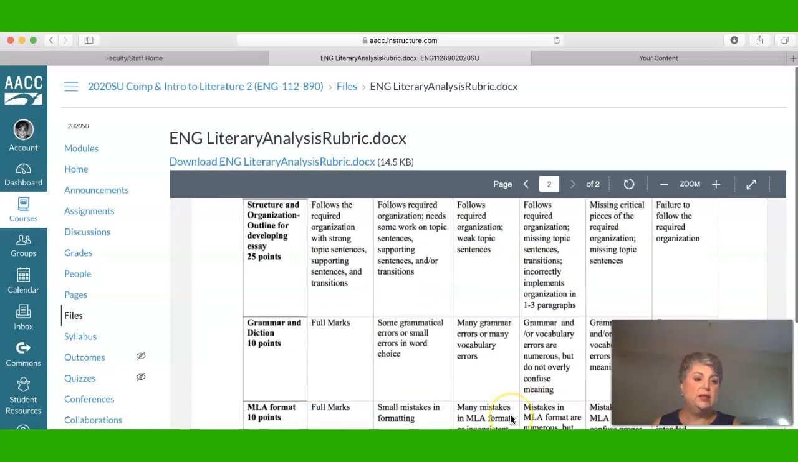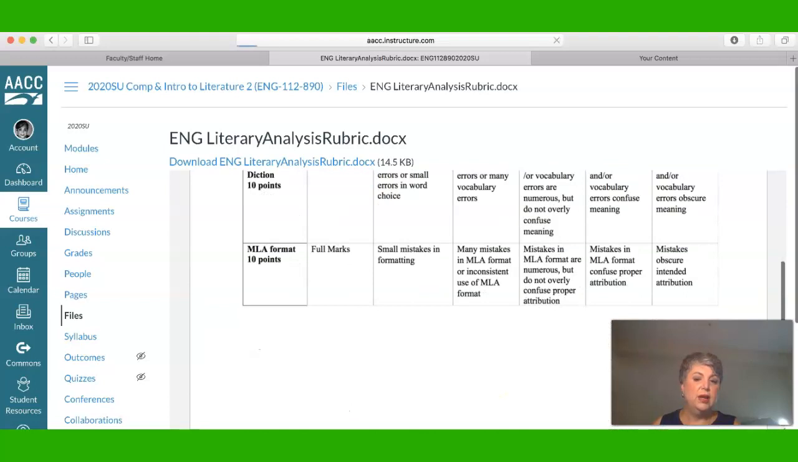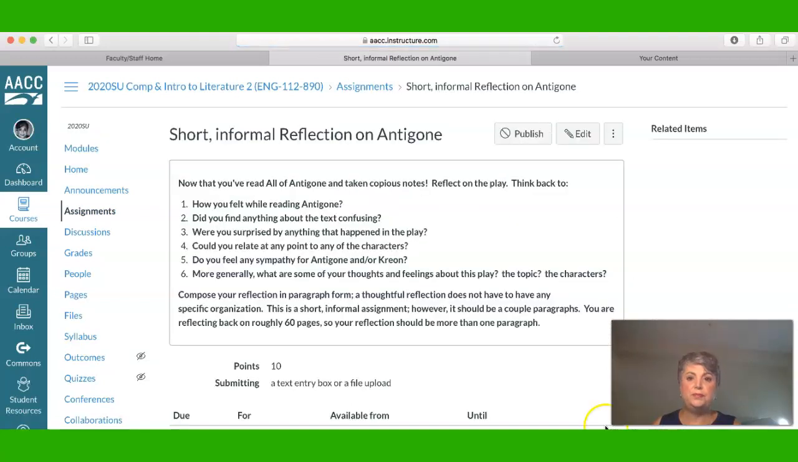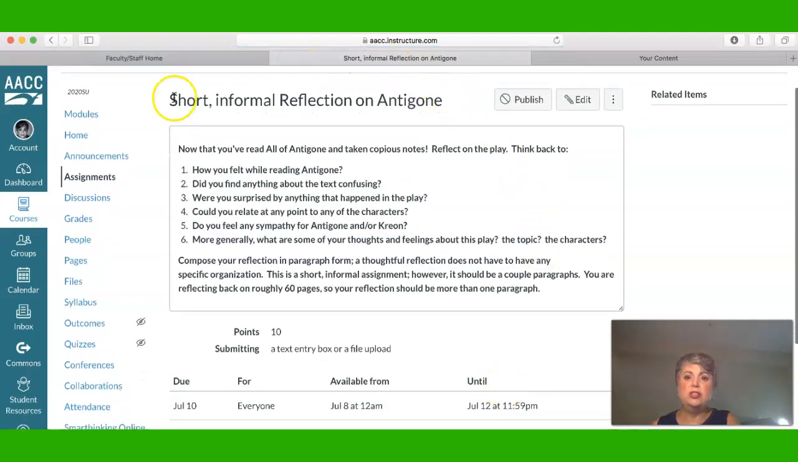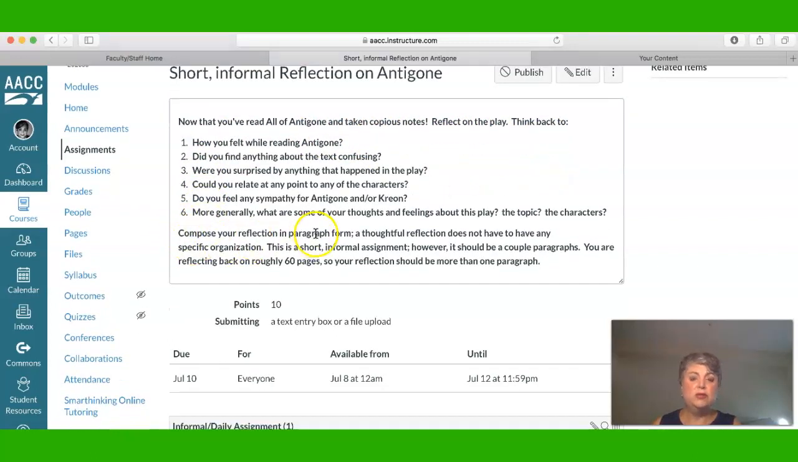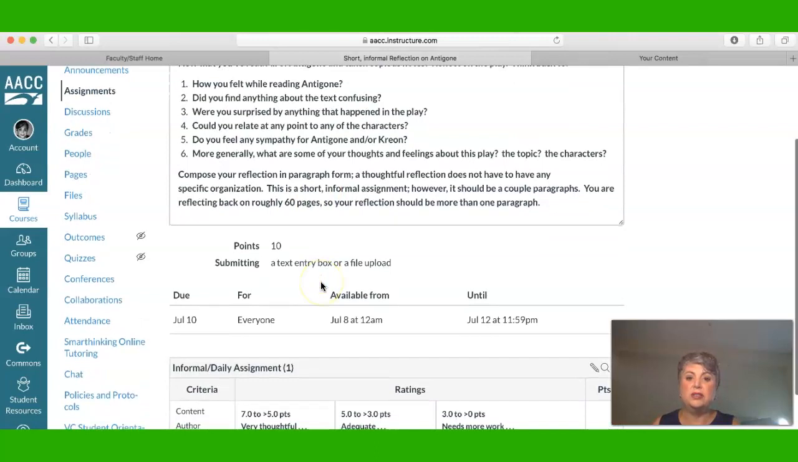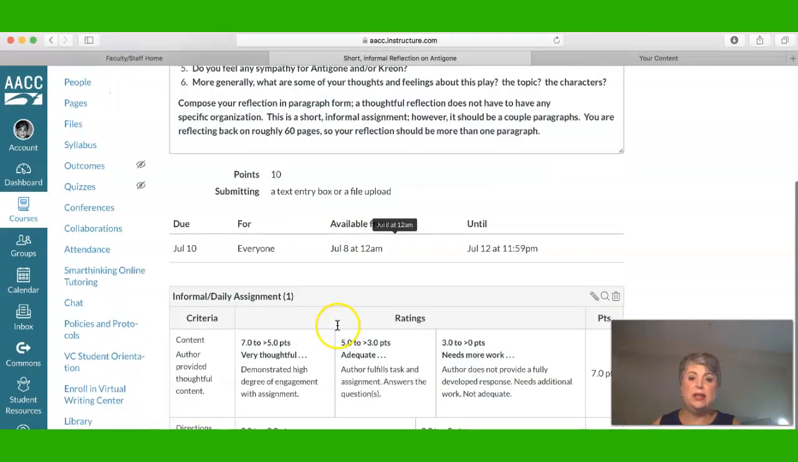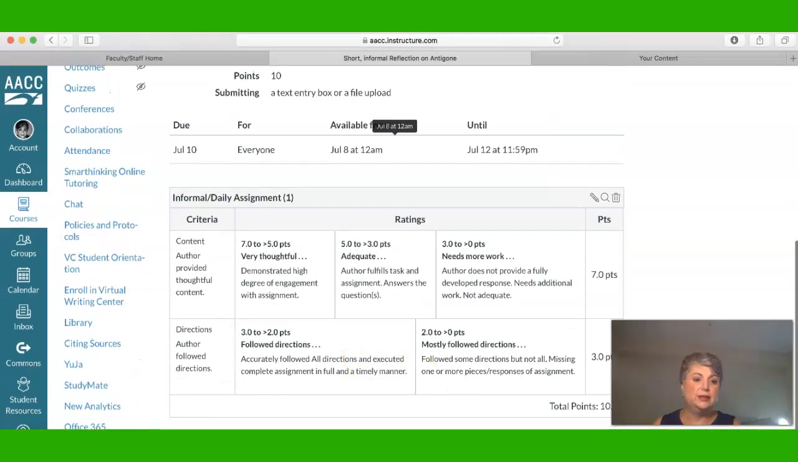So let me go ahead, take a look at that on your own. I'm going to flip through here. Here's a short reflection on Antigone. Now that you've read all of Antigone and taken copious notes, reflect on the play, think back. Here are some questions. Compose your reflection in paragraph form. It should be thoughtful. It doesn't have to be long to be thoughtful, but a couple paragraphs. It's worth 10 points, and here's a mini rubric.